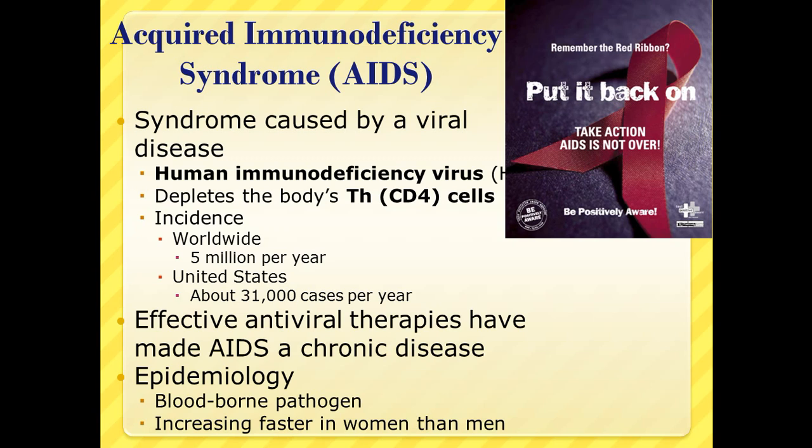Right? So when you look at the epidemiology, it's a blood-borne pathogen, and it's growing faster in women than in men. When it originally came out, or when we originally discovered it back in the early 1980s, they called it GRID, gay-related immunodeficiency, because they found that it was primarily in the homosexual population, among homosexual men. But people started worrying that it just affected gay men, and that's not true at all, because women can get affected by it just the same.